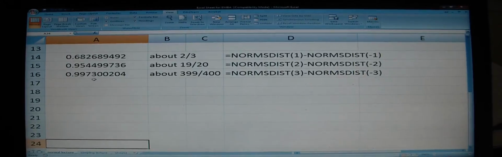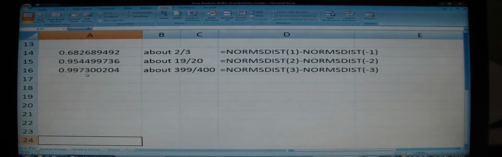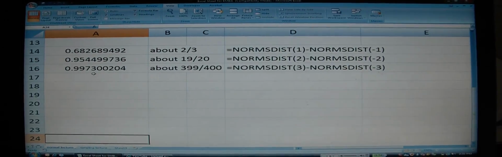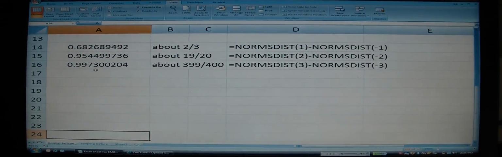So here's the way to use Excel and those Excel functions, and I will of course forward this Excel spreadsheet onto you probably by the time you're looking at this video.